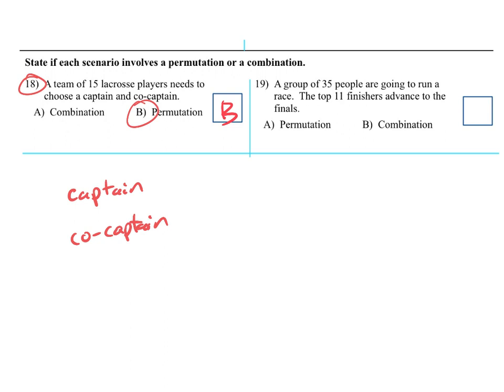Now, in number 19, we've got 35 people in a race, and the top 11 finishers advance. Because all we want to make sure that we finish is in the top 11, it doesn't matter if you're first, second, third, fourth, fifth, sixth, seventh, eighth, ninth, 10th, or 11th. As long as you're in the top 11, you advance. So that's a combination because it doesn't matter what order they finish in. All that matters is that they're in the top 11. So that's also a B, but that's a combination instead of a permutation.